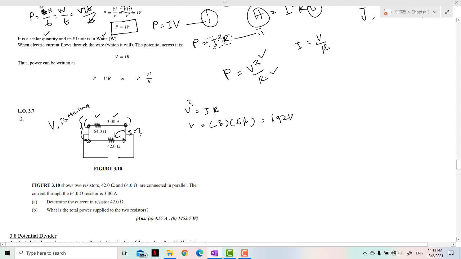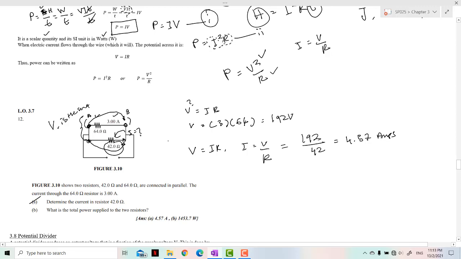The work done in bringing the charge from, let's say, point A to point B per unit charge. So when you have this potential, what does it mean? It means that the potential from here to here should be the same, because it's parallel. Once we know the potential across both is the same, I can use V equals IR and rearrange it into I equals V over R. Because it is parallel, the potential should be the same. So 192 divided by 42, we should get 4.57 amps for our question A.